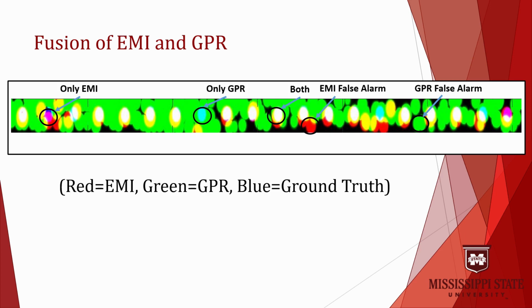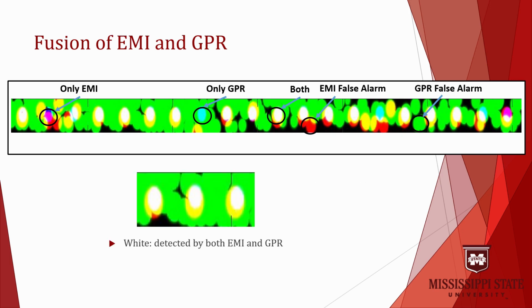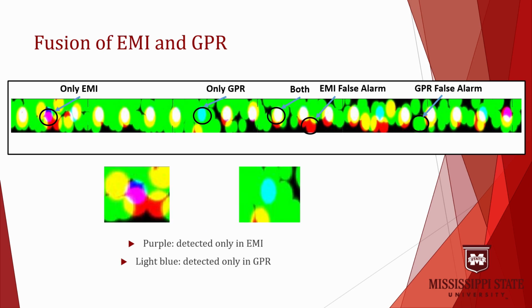Alright, so now that we have a way to populate our map, what we're looking at here is just a regular color image where I've put the EMI data in the red channel, the GPR in the green, and the ground truth in the blue. So what all this means is wherever you see white points is where both sensors, EMI and the GPR, were able to detect the target. And what we'll see in purple is where only the EMI, and blue is only the GPR.